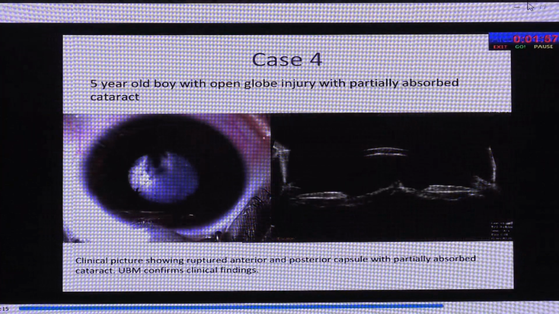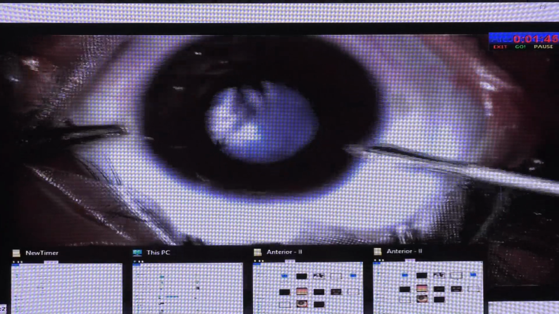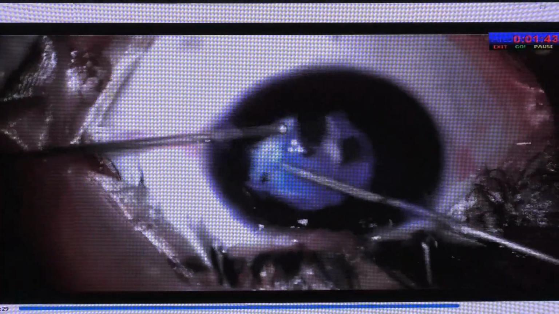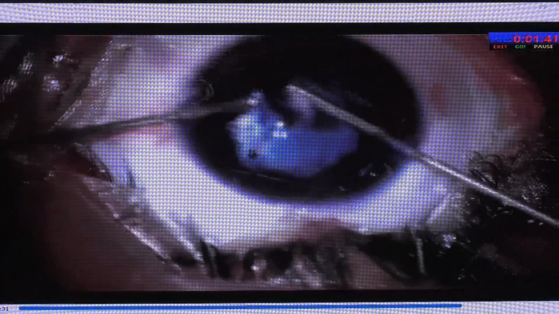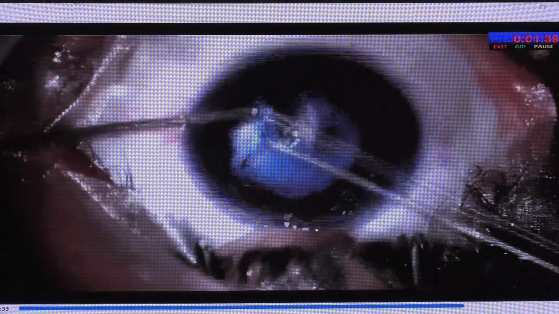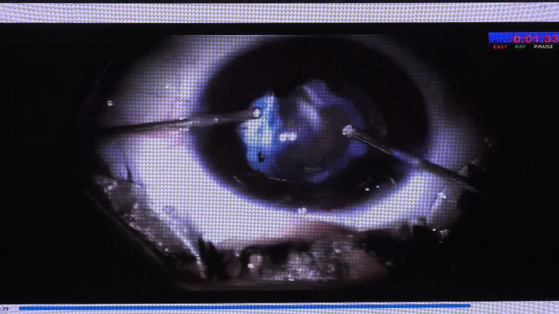Last case is a 5-year-old boy with partially absorbed cataract. Since UBM shows both capsules fused together, we planned IOL capture with bag complex. In such cases, surgical duration can be reduced by avoiding anterior and posterior capsular rhexis. After MVR entry, we use vitrectomy cutter in alternate cut IA and IA cut mode to cut the capsular membrane and remove lens matter.